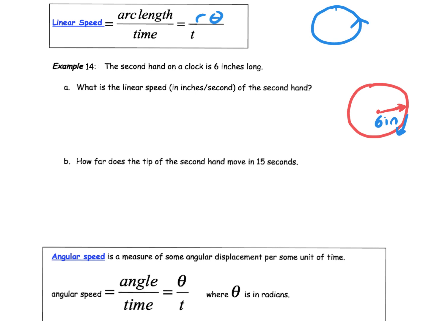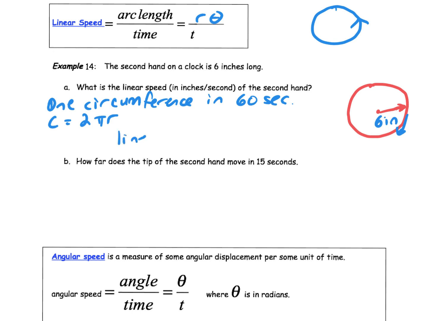circle. So the linear speed, we know that the second hand travels one circumference in 60 seconds. That's what a second hand does. So what's the circumference? The circumference is equal to 2 pi r, and we know that goes in 60 seconds. So the linear speed here is going to be the circumference, 2 pi, the radius is 6 inches per 60 seconds. So that's our linear speed.